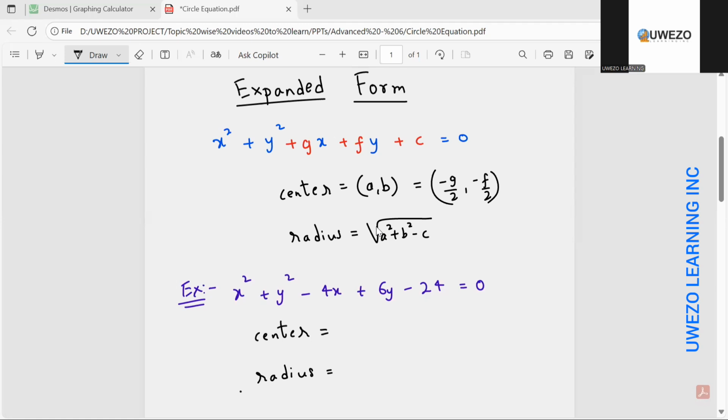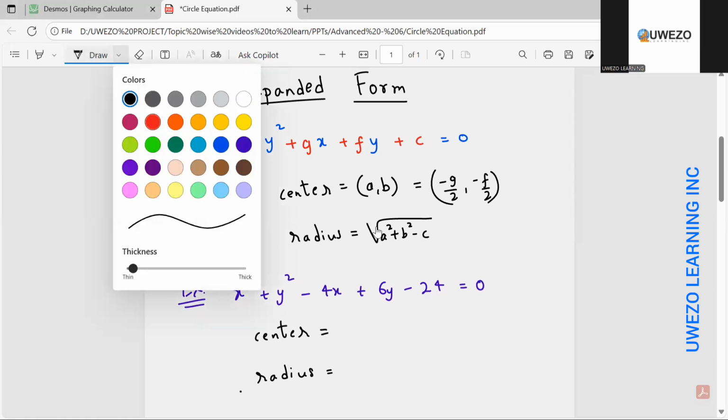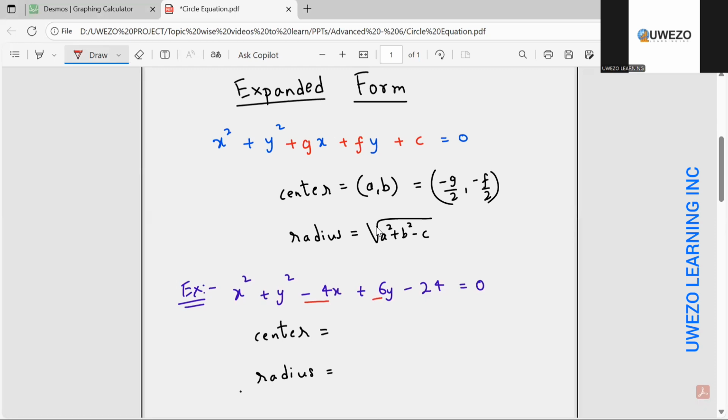For example, if we have a circle equation x square plus y square minus 4x plus 6y minus 24 equal to 0. To get the center, we divide negative 4 and 6 by negative 2. So we get the center as (negative 4 by negative 2, 6 by negative 2). So that would be (2, negative 3).